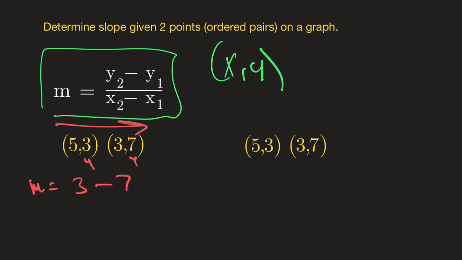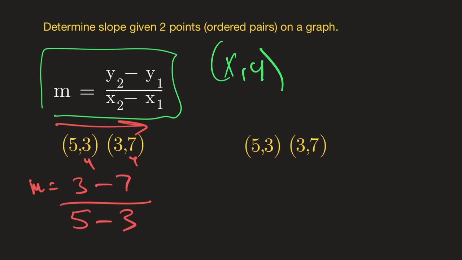I would strongly encourage you that after you write your first number, to put the minus sign right behind it. We're going to see that in my next example, but I'm just telling you, when you write your first number, put the minus sign right behind it. 3 minus 7, there's my y values. On the bottom, we're going to go 5 minus 3. The 3 and the 7, those are your y values. The 5 and the 3, those are your x values.